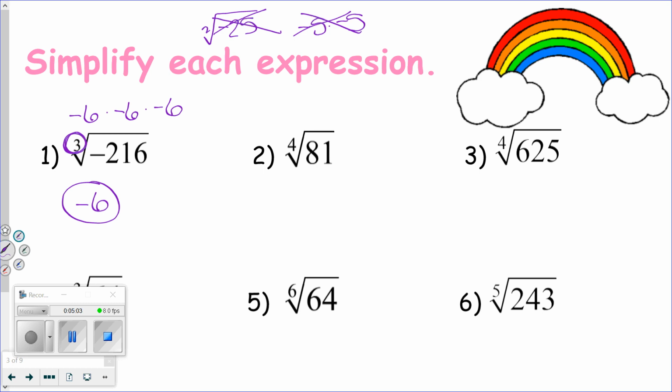So we have to hit the root number first. So type in a 4. So you'd hit 4, and then math, and then option number 5. That should bring up 4th root of, and then you can type in the 81, and we get 3. Why is it 3? 3 times 3 times 3 times 3?